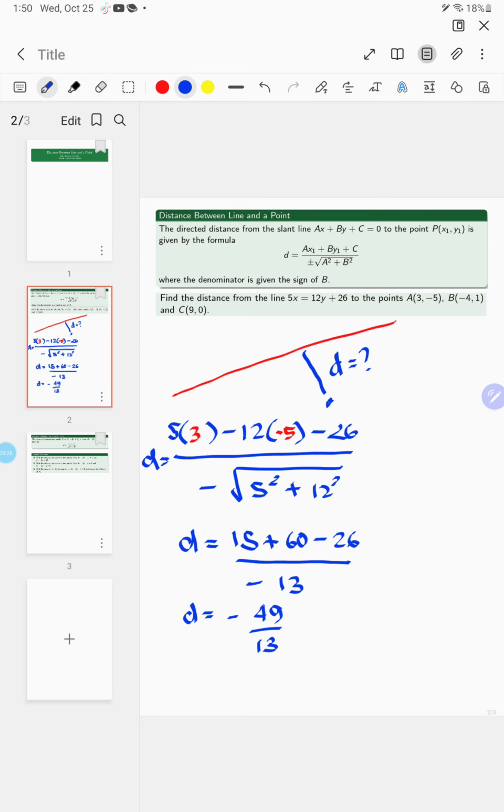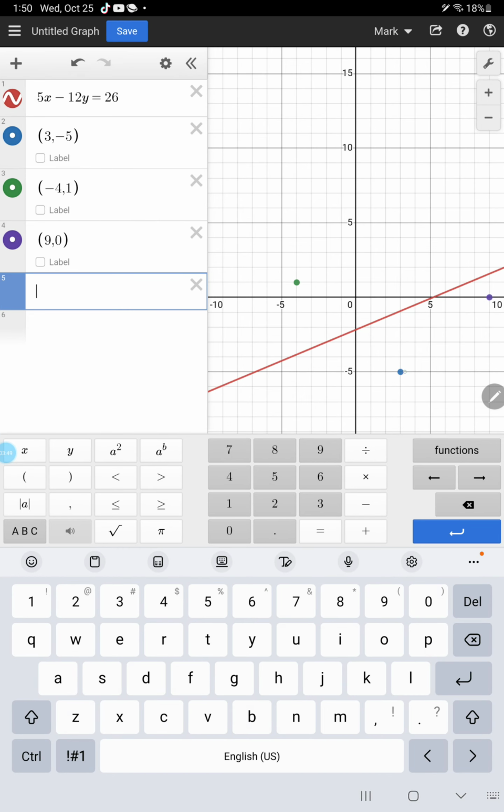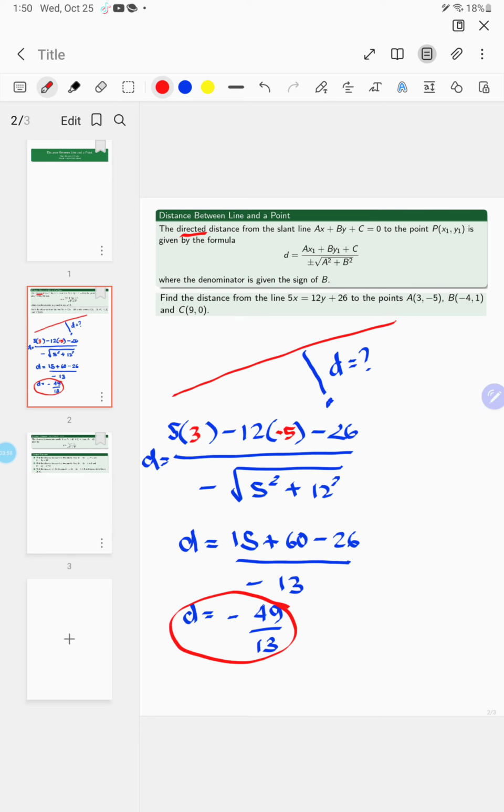Now, perhaps you're wondering, Sir, why is the answer negative? We're talking about distance. Again, it says here in the problem, directed distance. I emphasize this in your class that if the distance computed is negative, it only means the point lies below the line. And it's obvious in the graph earlier. The point 3, negative 5 lies below the line, that's why it is negative. Okay. So, how about the second one?